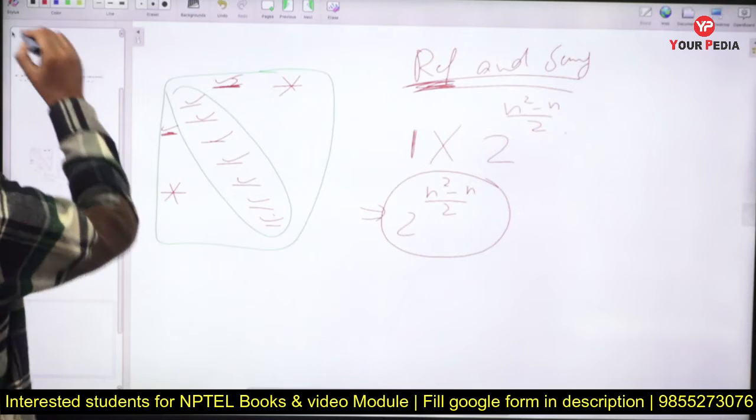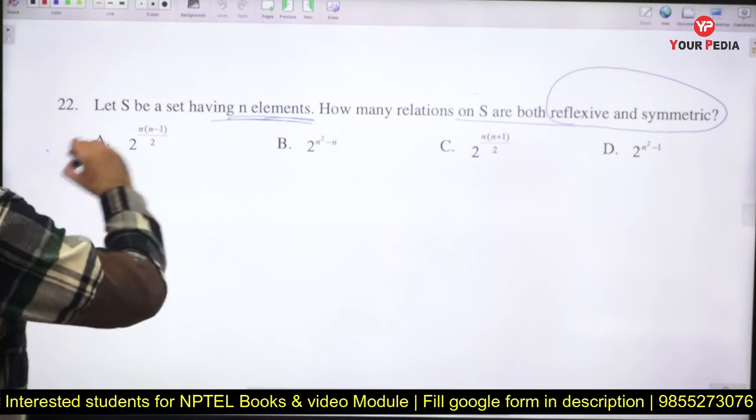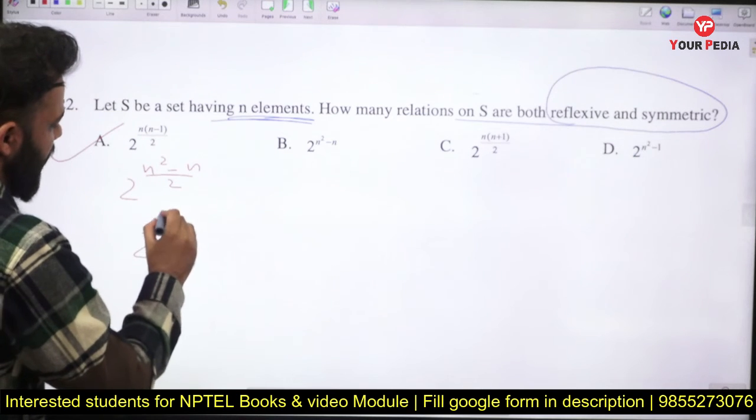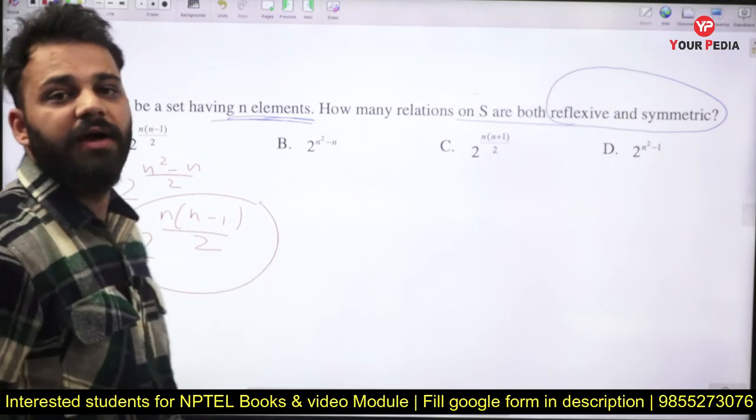So what will be the answer? 2 raised to power n square minus n by 2. So if you match, A will be the correct answer, 2 raised to power n square minus n by 2. If you take n common, n into n minus 1 divided by 2. So A will be our correct option.